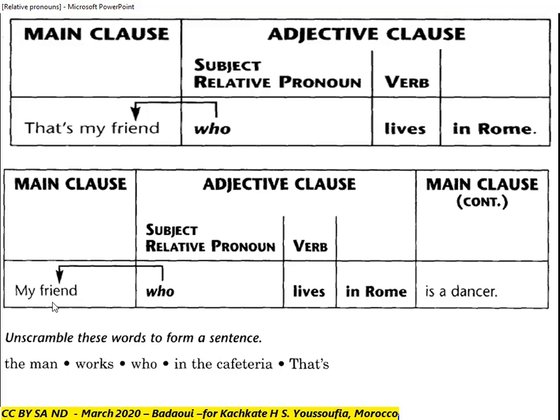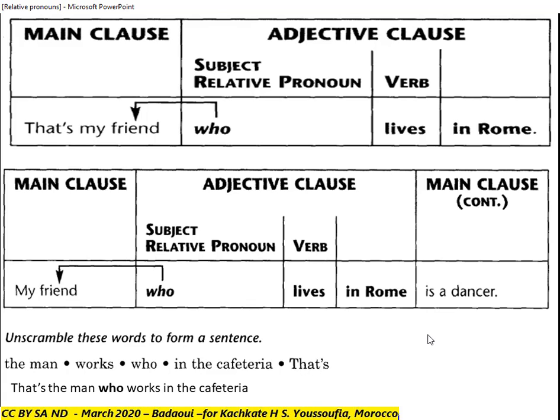Now, take a moment and unscramble these words to form a sentence. I'm going to pause, or you pause the video. You try to make this sentence in the right order. Okay, the correct answer is that's the man. Which man? Who works in the cafeteria. This is the right answer.